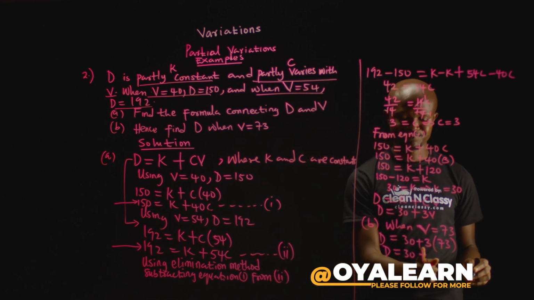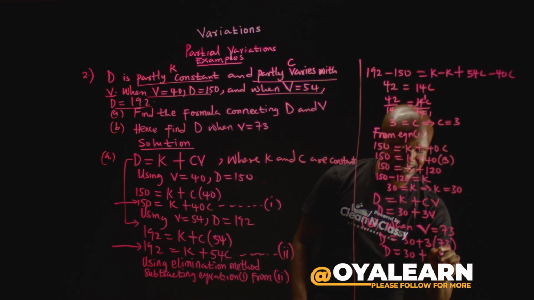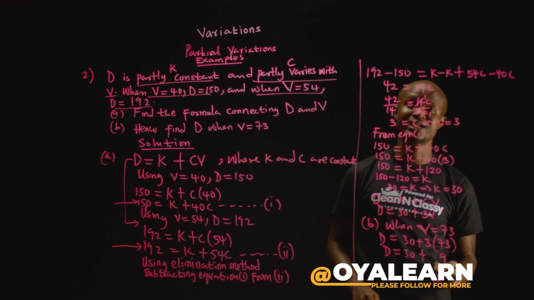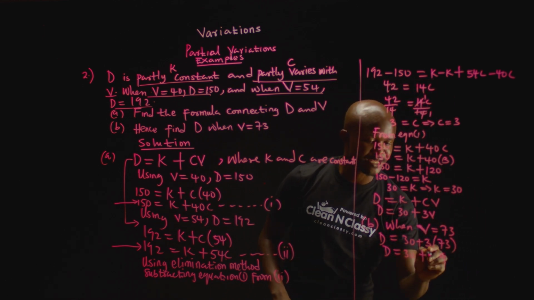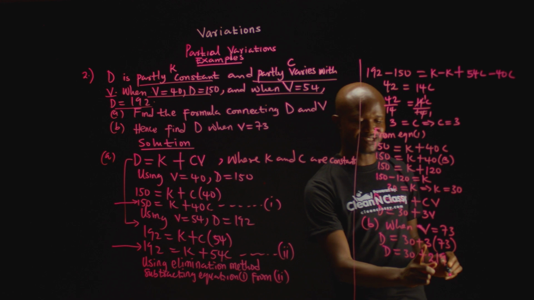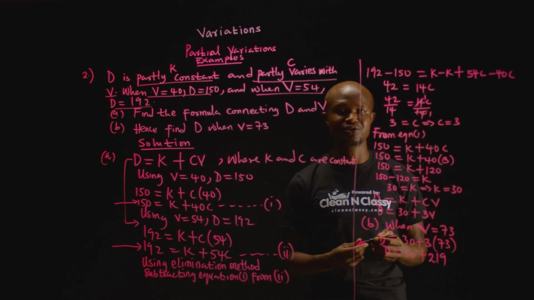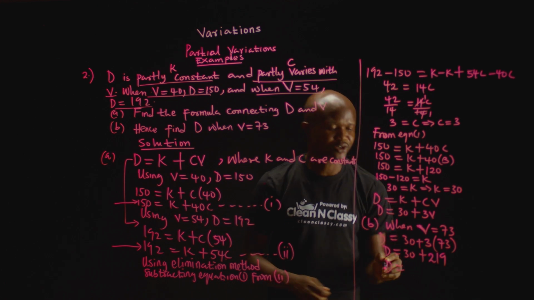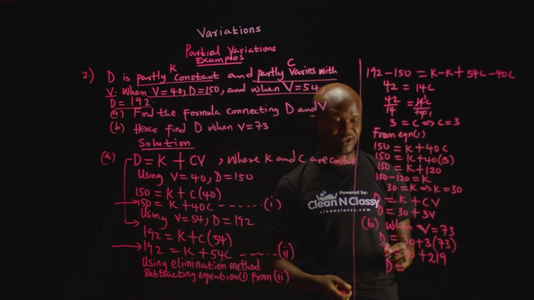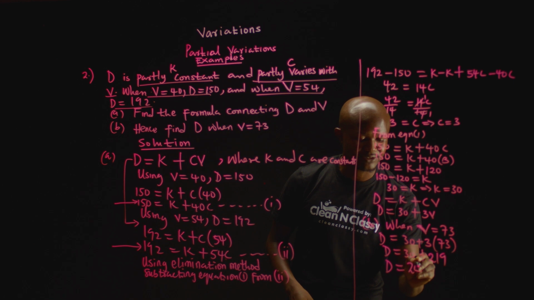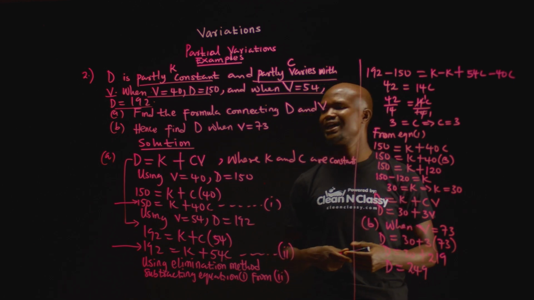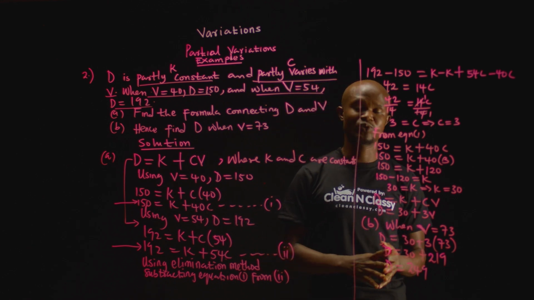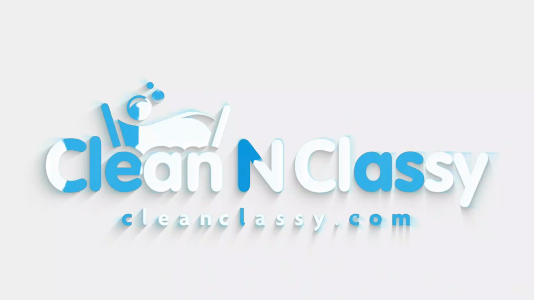Now, we multiply. 3 times 3 is 9 from the back. Then 3 times 7 is 21. So it means that 3 times 73 is 219. So in that case, 219 plus 30 will give us 249. So it means that when V equals 73, then D equals 249. That is the solution to the problem.